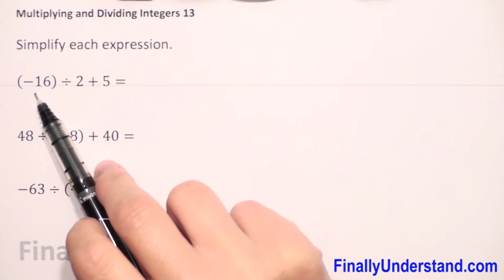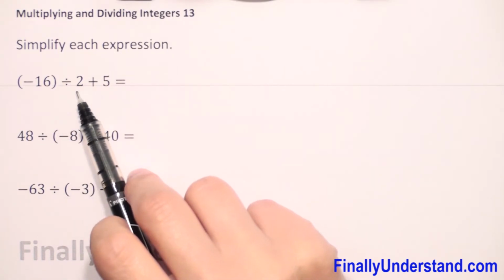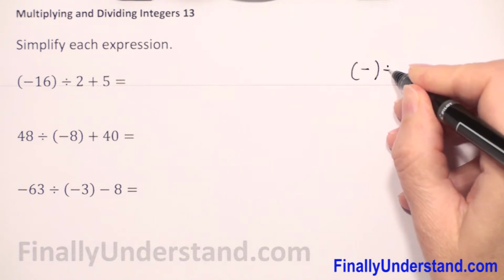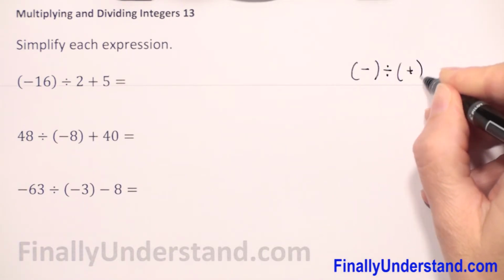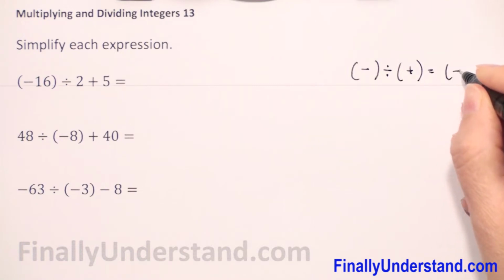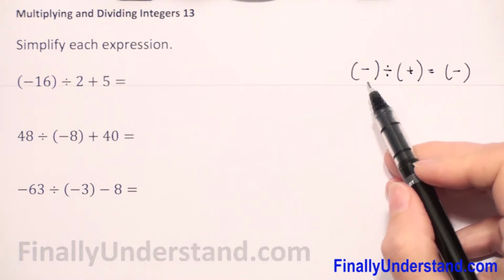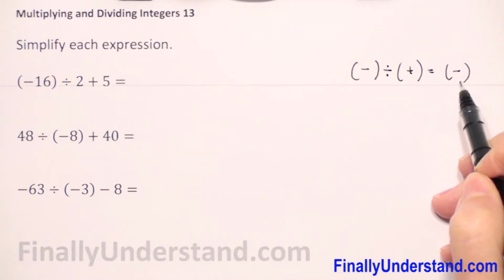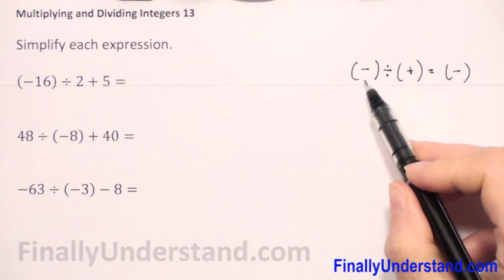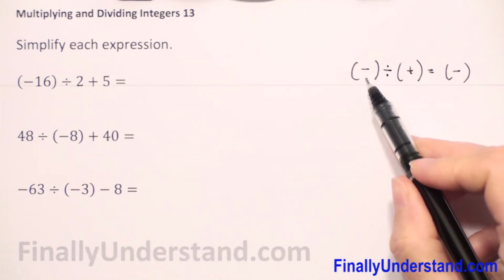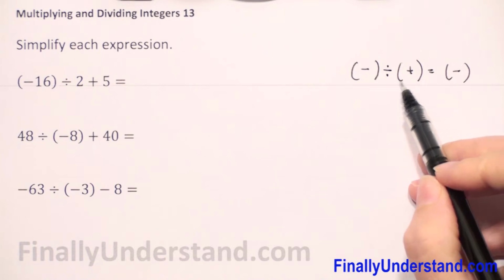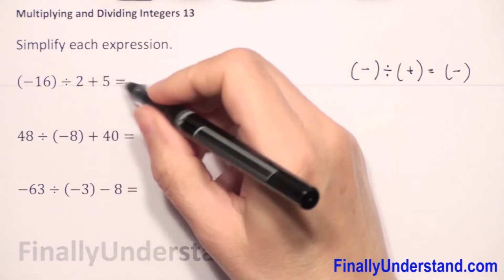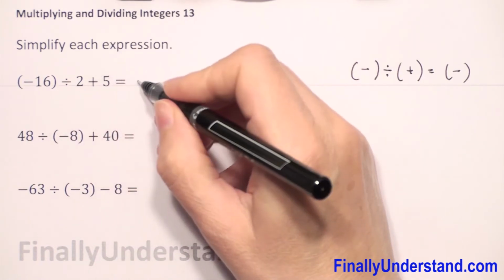First we have to check the sign. Negative number divided by positive number. When we divide a negative number by a positive, the answer is negative. The same rule is for multiplication. When we multiply negative times positive, the answer is negative. So it means when one of two numbers is negative, when we multiply them or we divide them, the answer is negative. So the answer from negative 16 divided by 2 will be negative.